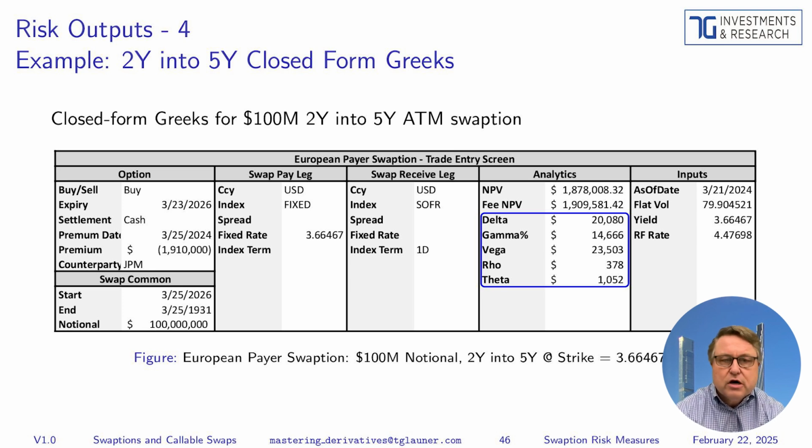Convexity is 14,666, but note that it's shown in percent, so scaled by 100. The actual numerical gamma number is therefore 147, which means that when rates move by 1 basis point, delta changes by 147. Now, Vega for a normal model represents a shift of volatility by 1 basis point, and the amount for this trade is about 23,500. We'll skip over rho and theta.